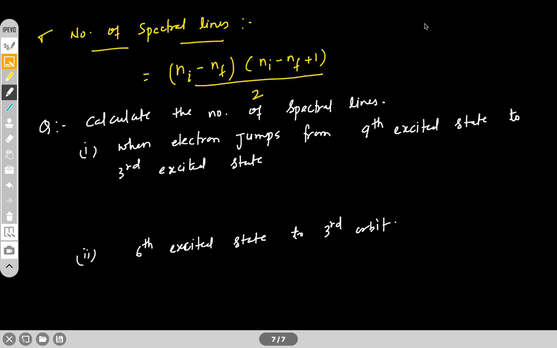No, it's not. Yes, Pooja, that's right. Ground state is one. First orbit is one. That is not an excited state.